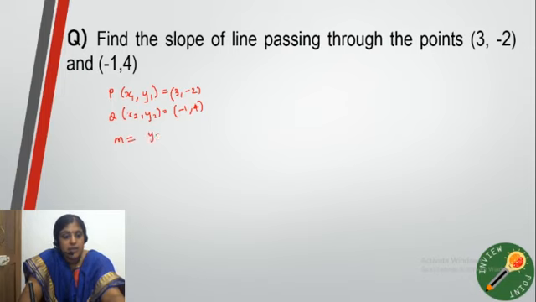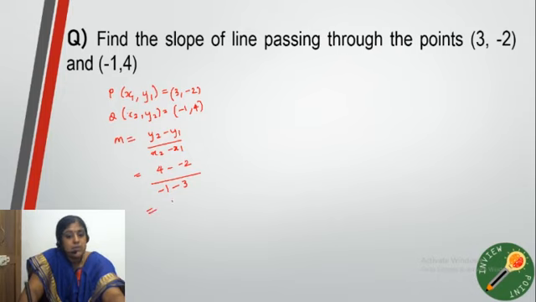m is equal to (y2 minus y1) by (x2 minus x1), right? So m is equal to, what is the value of y2? It is 4, minus y1, which is minus 2, right? 4 minus minus 2 by x2, which is minus 1, minus x1, which is 3, right? So m is equal to 4 minus of minus 2 becomes 4 plus 2, divided by minus 4, that is 6 by minus 4, which is equal to minus 3 by 2.